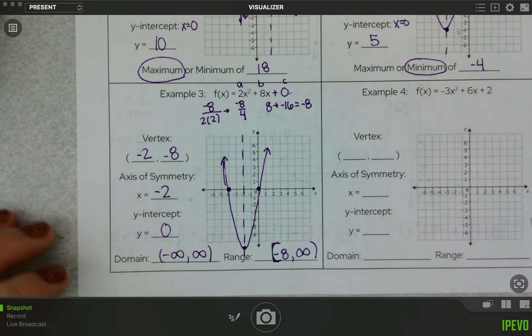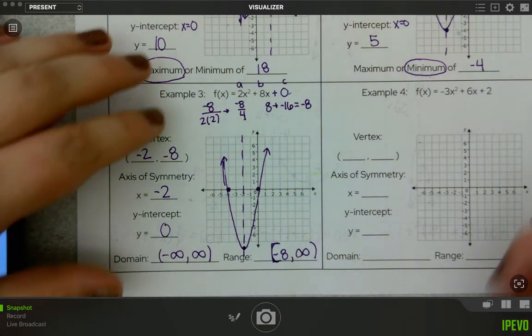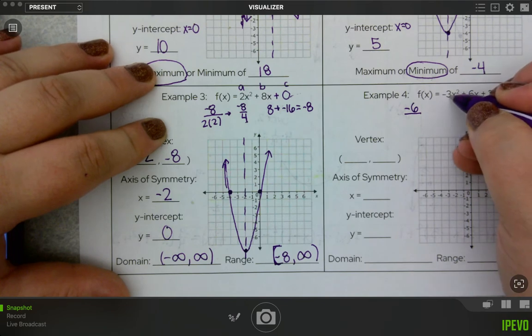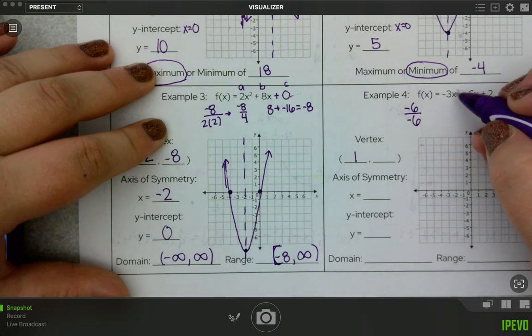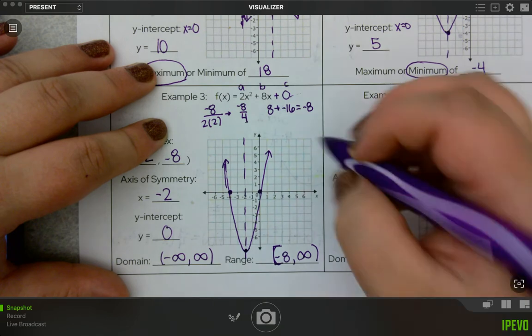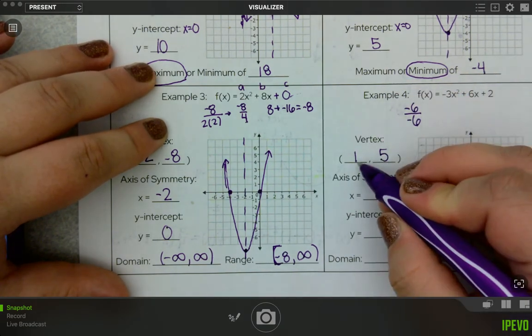And our very last one, I'm going to go through this one a little bit quicker, just so you guys can see an extra example. Negative b is 6 over 2 times negative 3 is also negative 6. That's 1. Negative 6 divided by negative 6 is 1. When I plug in 1, this is going to become negative 3 plus 6 plus 2, because multiplying by 1 doesn't change these numbers. Negative 3 plus 6 is 3, plus 2 is 5. So I'm just plugging this number in and figuring out what the answer is.